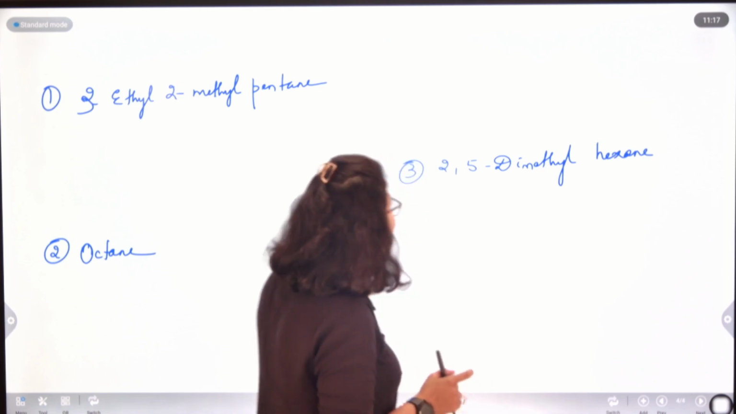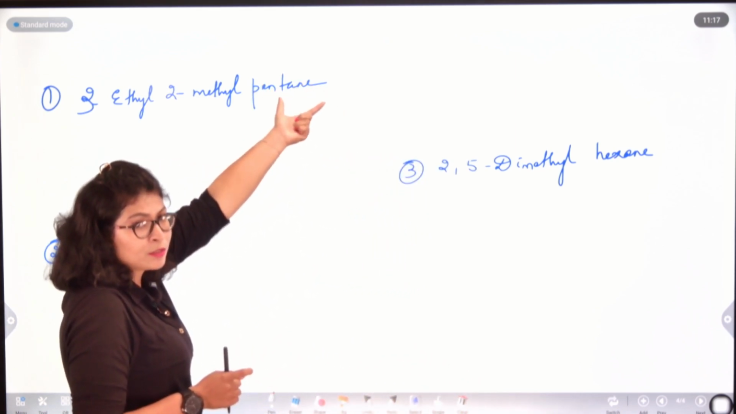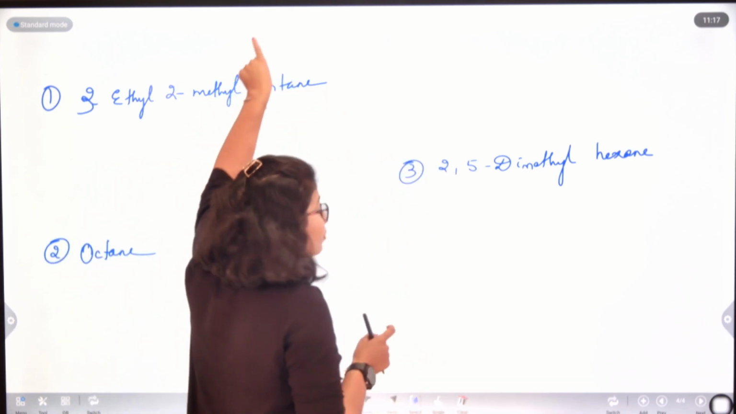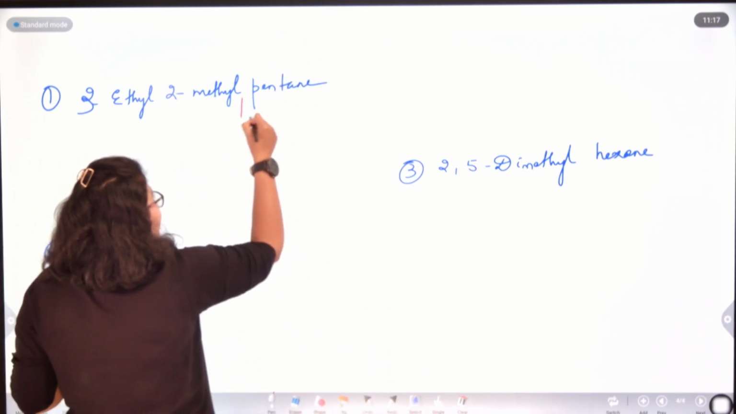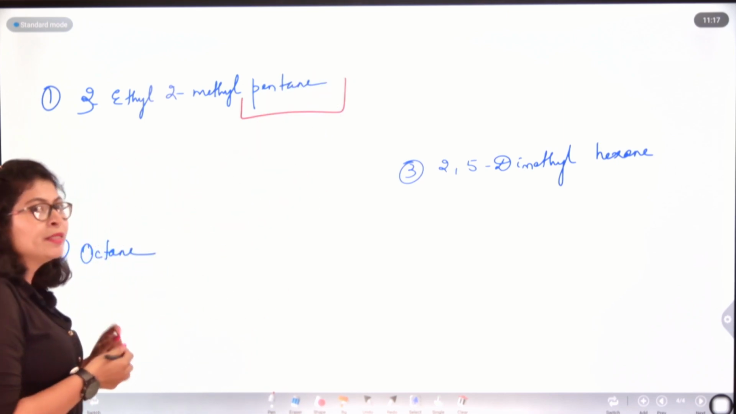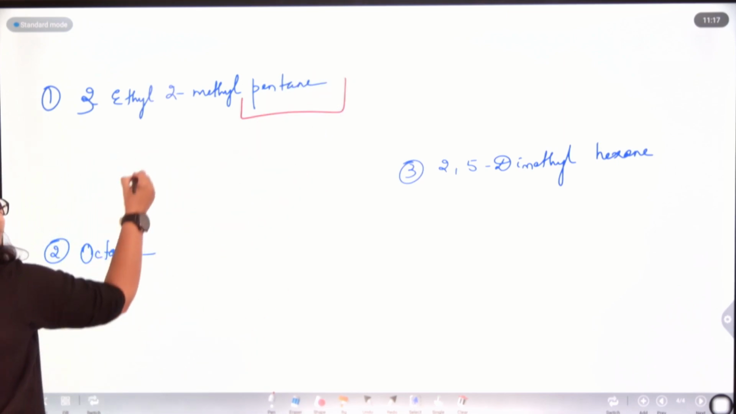So here we have to see the word root first. The last one will be the main word or the name of the main chain. So here my name is pentane, right? That means there are 5 carbon atoms. So let me draw my 5 carbon atoms.